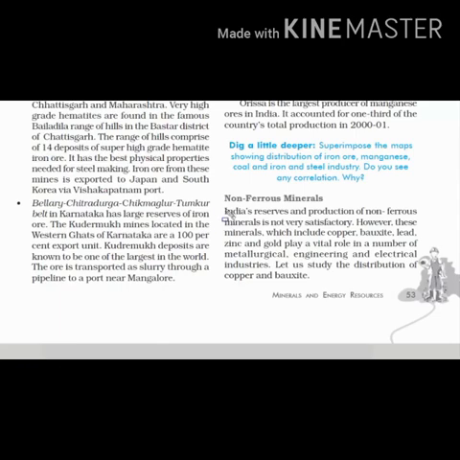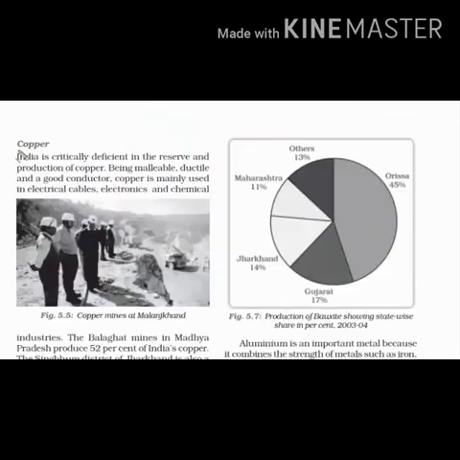We now move on to the second type of metallic mineral, which is non-ferrous mineral. In this mineral, you will not find iron. India doesn't have a high reserve of non-ferrous minerals. Now, some of the minerals that come under non-ferrous mineral are copper, bauxite, lead, zinc, and gold. These are used in electrical metallurgical industries. Let's read a little about copper. India does not have high reserve of copper.